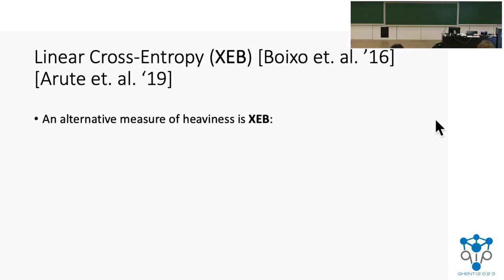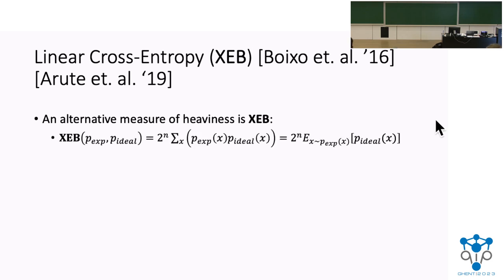So let me tell you about XEB. This is an alternative measure of heaviness. And it's really easy to define. If we think about it as a function of two distributions. One I'll call pexp. That's just the distribution over n-bit strings that the experiment is sampling from, right? Whatever distribution that is, we don't want to assume anything about it other than that the distribution is a black box outputting samples. The samples come from a distribution pexp.